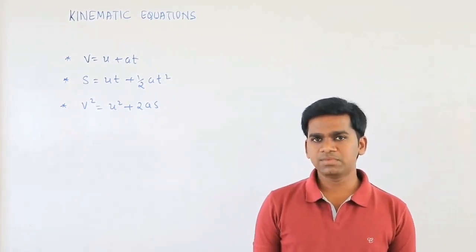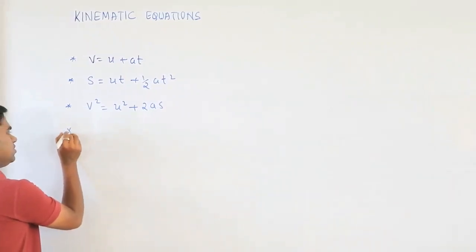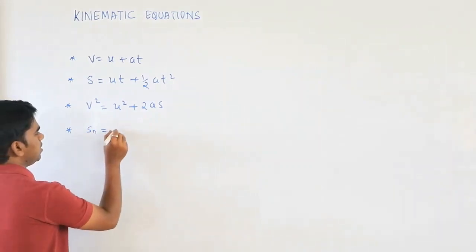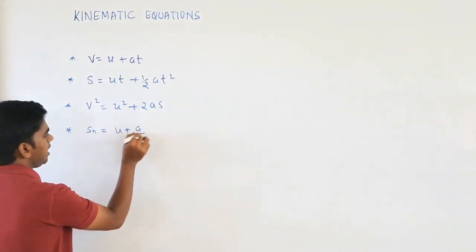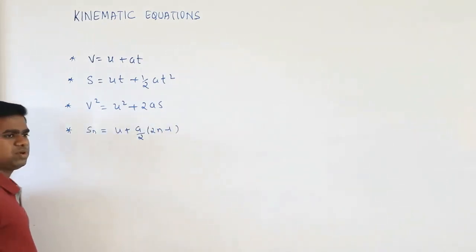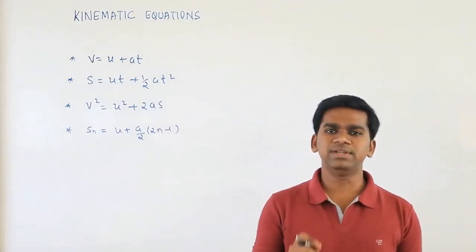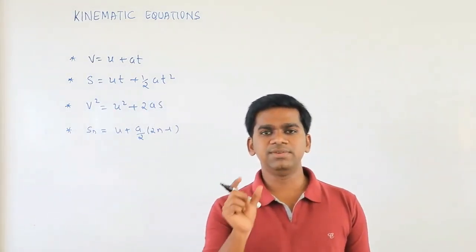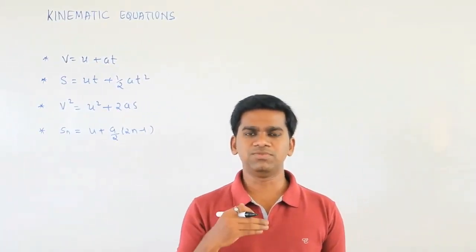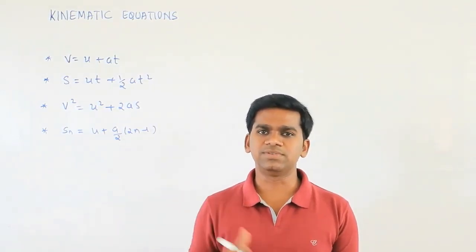Apart from this, we have one more important equation. About this also you must have studied: Sn equals u plus a by 2 into 2n minus 1. This is the equation which gives the distance traveled by the body in the nth second, or in a given time, or in the 10th second, 11th second. If you want to calculate the distance traveled in the 100th second, you can use this formula.